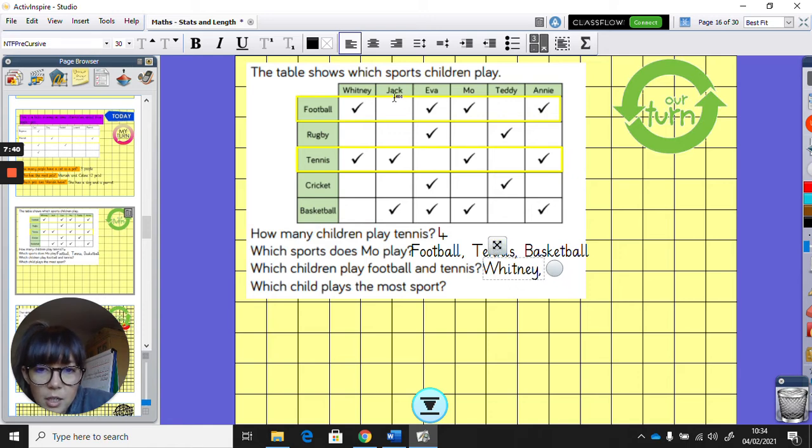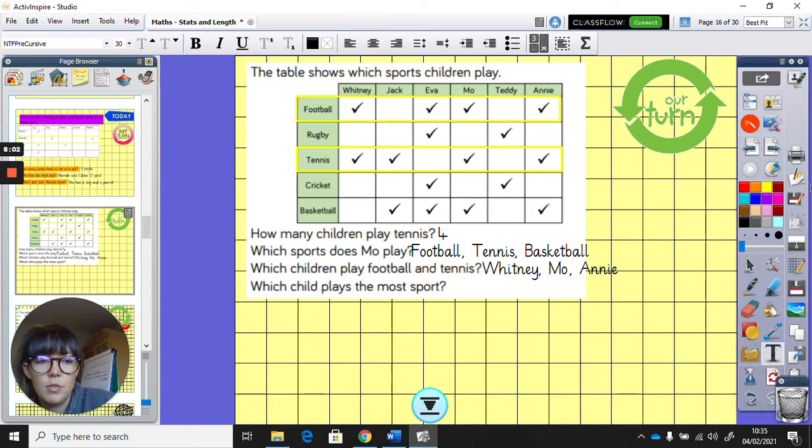Right. Does Jack play football and tennis? No, he doesn't. He only plays tennis, but he also plays basketball because there's a little gap in football there. Does Eva? No, she plays football, but she doesn't play tennis. Oh, Mo plays football and tennis. And then Teddy doesn't play either. And then Annie also plays football and tennis.